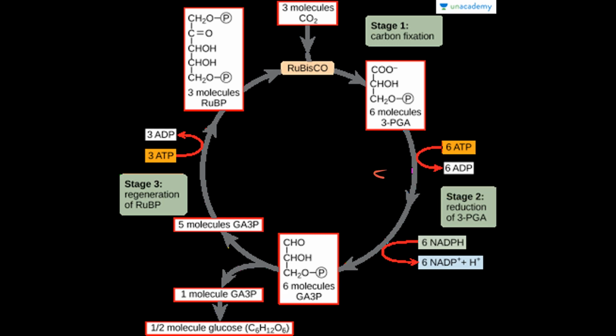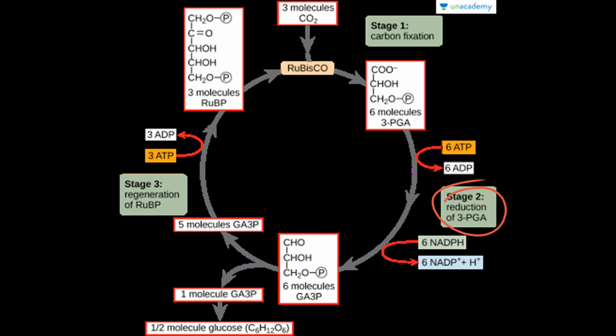Not phosphoglyceraldehyde. After the phosphorylation of 6 molecules of 3-phosphoglycerate, 6 molecules of 1,3-bisphosphoglycerate are formed. Once 6 molecules of 1,3-bisphosphoglycerate are formed, the second stage of the Calvin cycle happens, which is reduction.